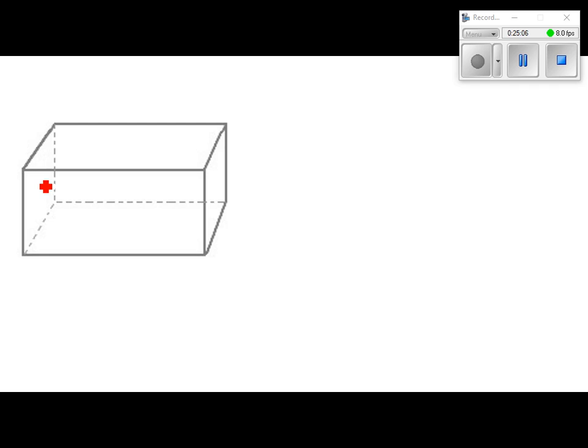Can points be parallel? Points can't, no, only lines can be parallel. Lines, segments, rays.